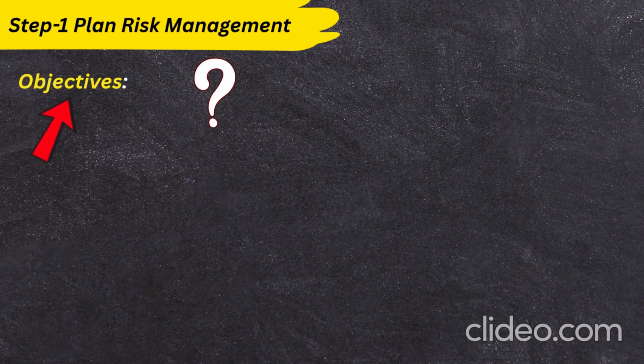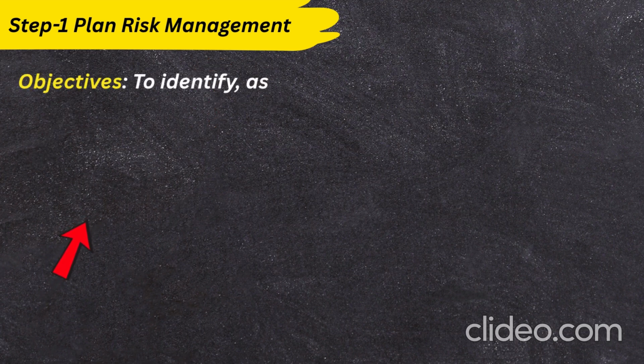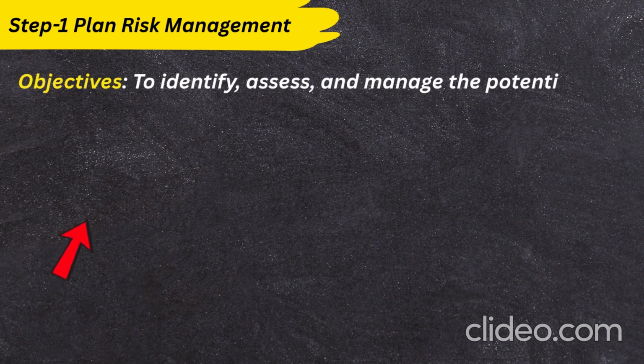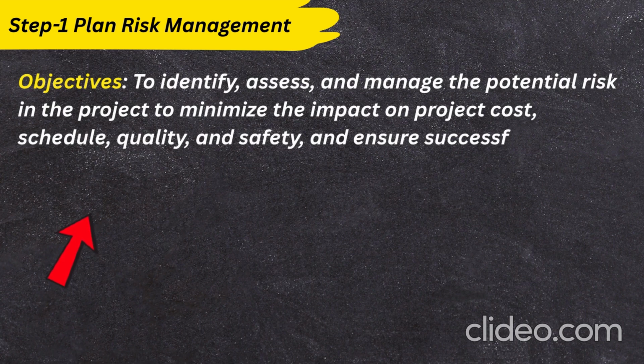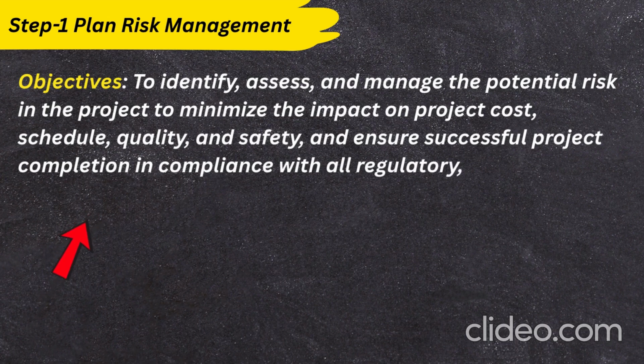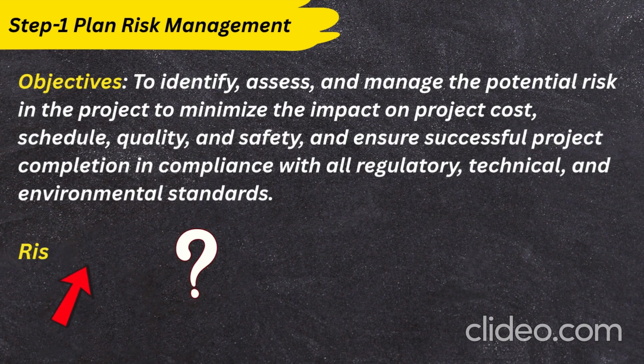The first component of the risk plan is the objective. So here I've written an objective of the risk plan. The objective of this risk plan is to identify, assess, and manage the potential risk in the project to minimize the impact on project cost, schedule, quality, and safety, and ensure successful project completion in compliance with all regulatory, technical, and environmental standards.